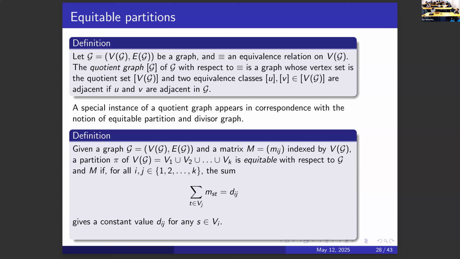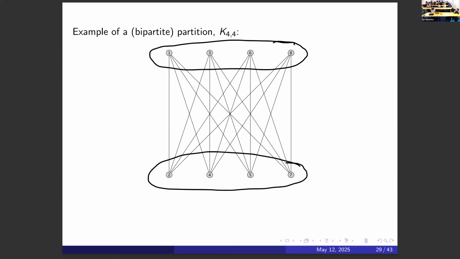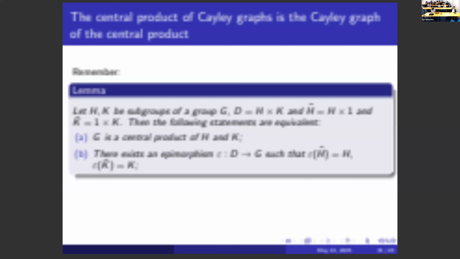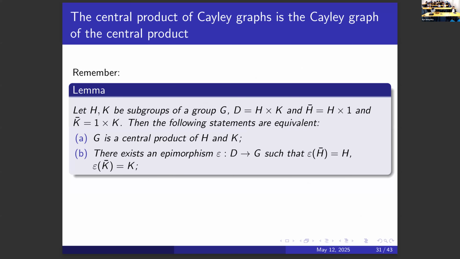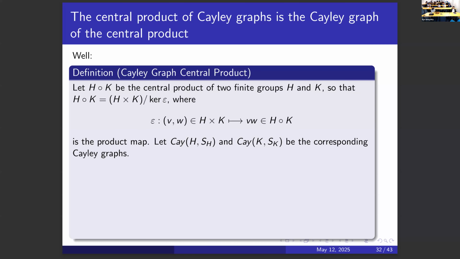So we had to come up with an equivalence relation, and the equivalence relation allowed us to say that the spectra of the quotient graph is going to be contained in the spectra of the graph direct product of the graph. And so we were able to, using this theorem from earlier, define its Cayley graph central product and show that it's invariant.